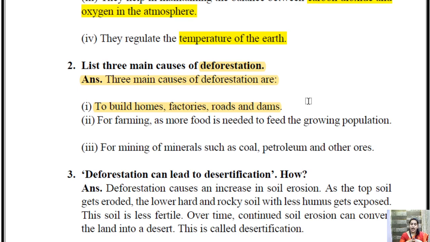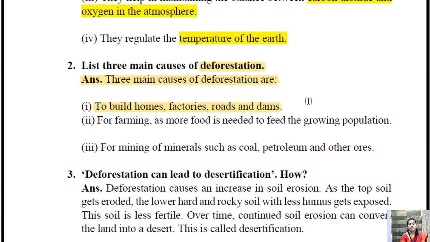Alright, and this land around. Alright, so maximum of the land is covered by forest. So to get a land to construct a house, we require land, and that land they get it from the forest. Alright, and hence they clear the forest. Are you getting it? So this home, to build a home they require land, and hence they are cutting the forest, cutting the trees, that is deforestation. Similarly for factories, roads and dams.